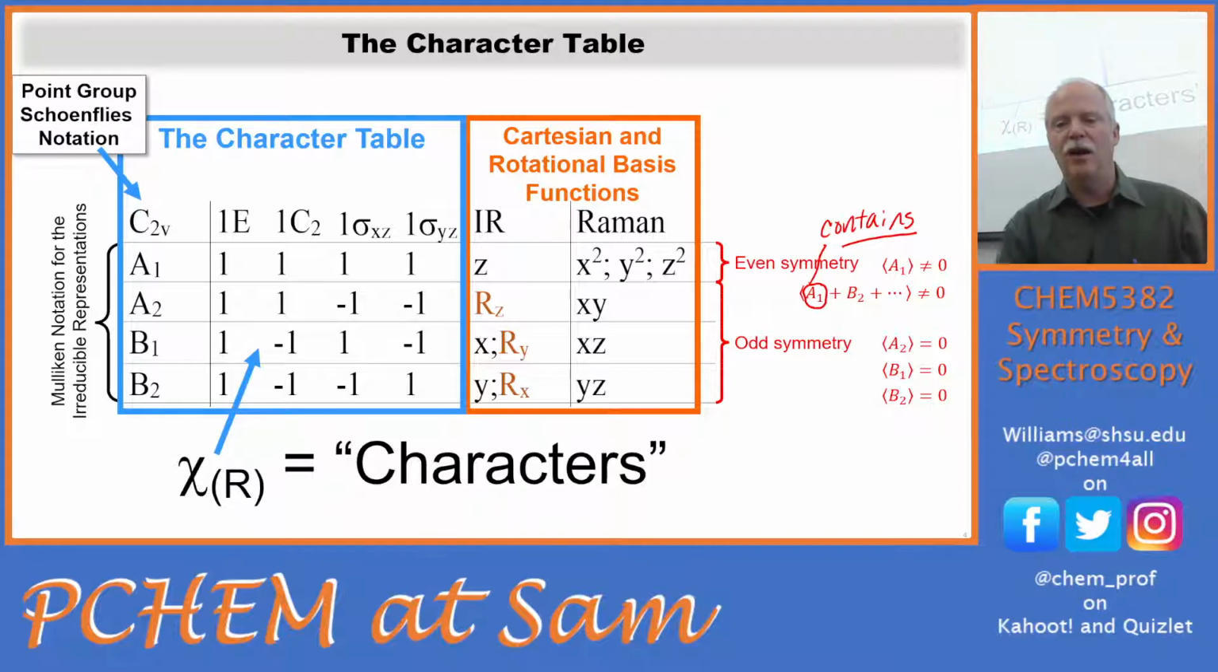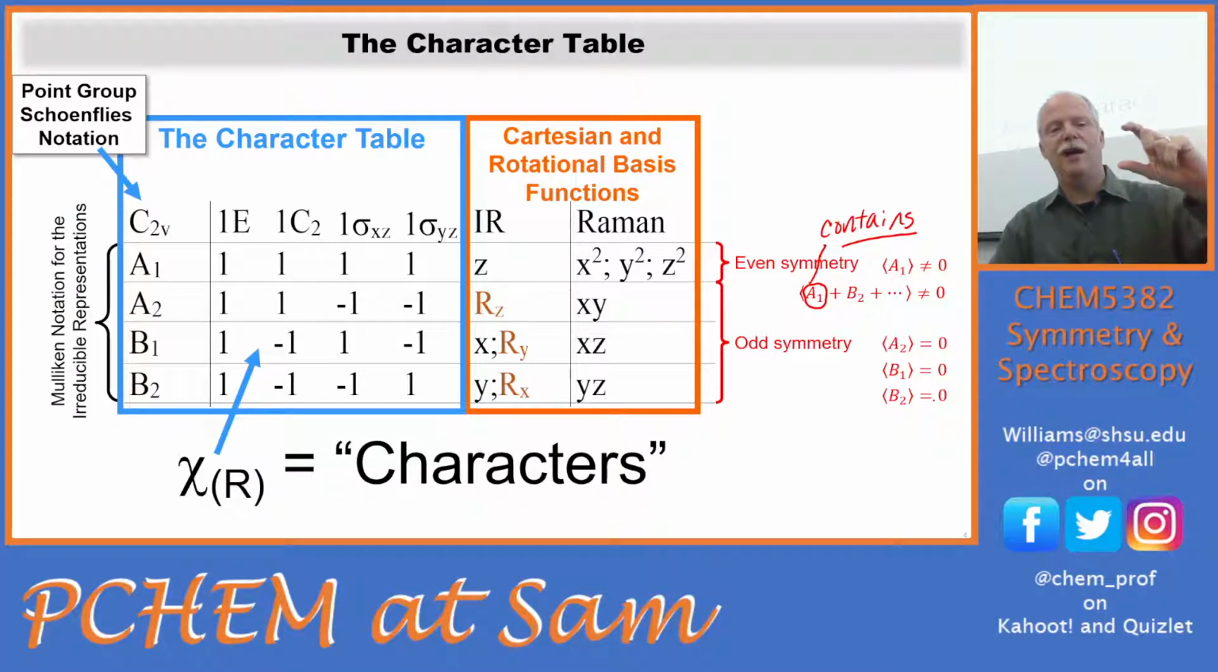Okay. Now, odd symmetry, if you end up with any of these inside the integrand, and remember those angled brackets mean it's an integral over all space using Dirac notation. Integral over all space of an A2 function or B1, those are going to be zero because they're not top row. Okay. So that's the character table.